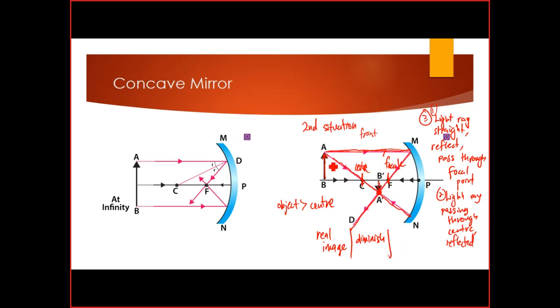And then this object is upright. This image is inverted. Oh, sorry, inverted image, not inverted object. So this is an inverted image. So it is real, diminished, but inverted.